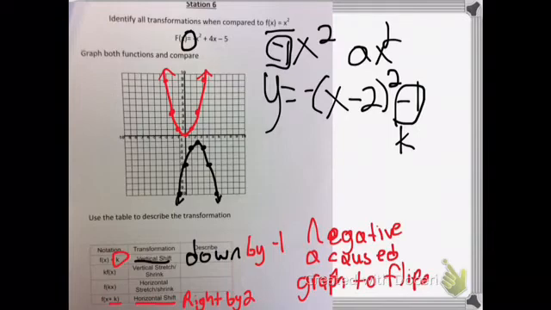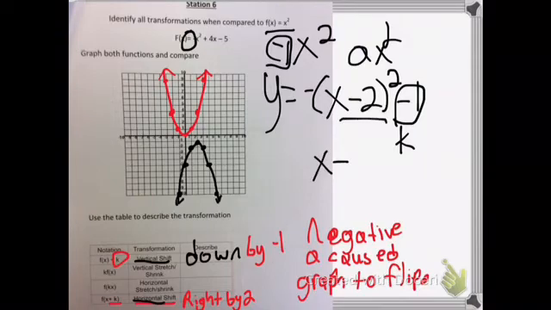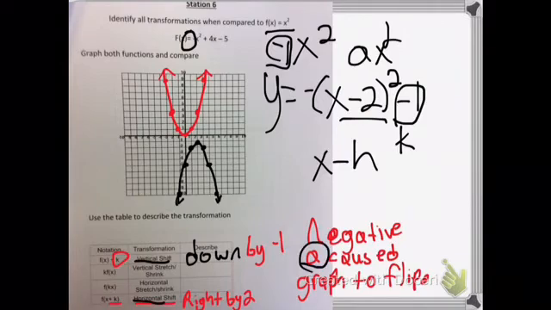We also see that it has a horizontal shift. It went to the right 2. We know that our h in our function is always x minus h, so that's going to be the opposite of whatever's in that parentheses. So we're right by 2. A negative a causes the graph to flip over the x-axis.